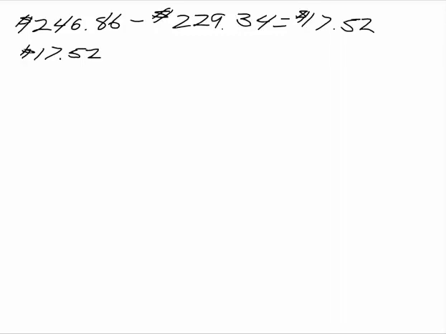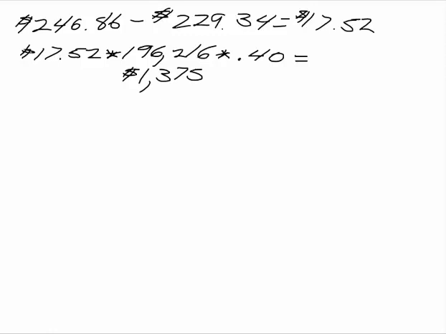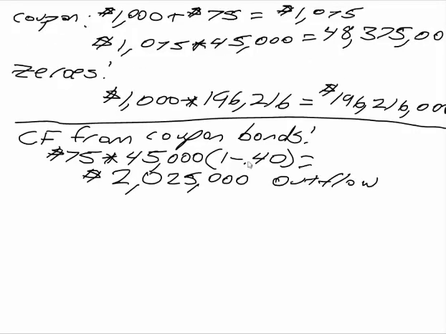Notice that there is no actual cash outflow, but since the IRS is going to let us write off $17.52 per bond, and since we have 196,216 bonds outstanding, we get to write off that amount, and of course our tax rate is 40%. So when we take the $17.52 of imputed interest times 196,216 bonds that we have outstanding, and we multiply that by 40%, we're going to get our tax savings, which is going to be $1,375,081.73.